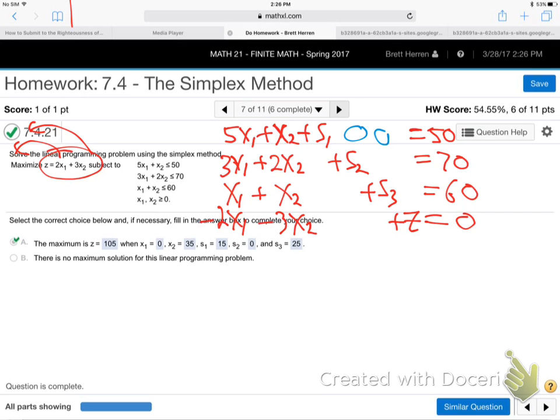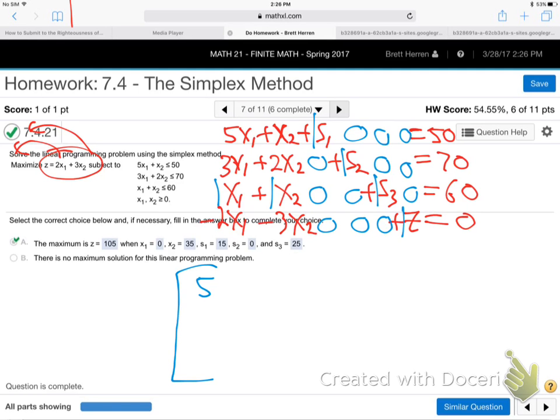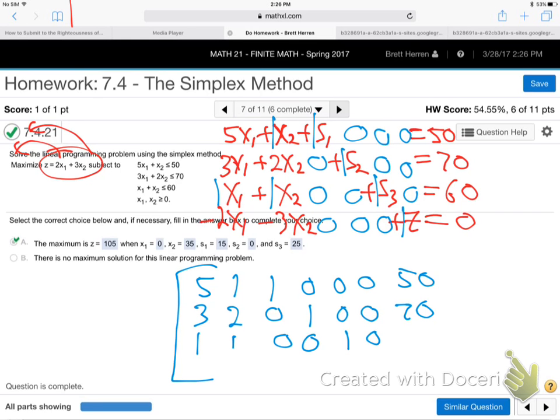Put zeros in the empty spots, and these are 1s. See how I did that there? So the matrix would be 5, 1, 1, 0, 0, 0, and a 50. And 3, 2, 0, 1, 0, 0, 70. And 1, 1, 0, 0, 1, 0, 60. And negative 2, negative 3, 0, 0, 0, 1, 0. There we go.